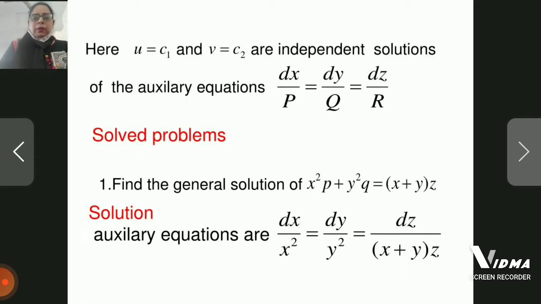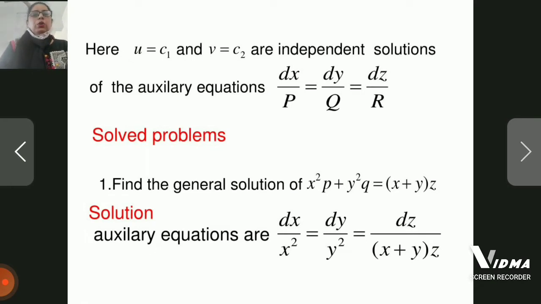Now some solved examples are given here. First of all, the question: find the general solution of x square p plus y square q is equal to (x plus y) z. Now we talk about the solution. First of all, we check the auxiliary equation. For this we compare it with Lagrange's PDE, that is Pp plus Qq is equal to R.